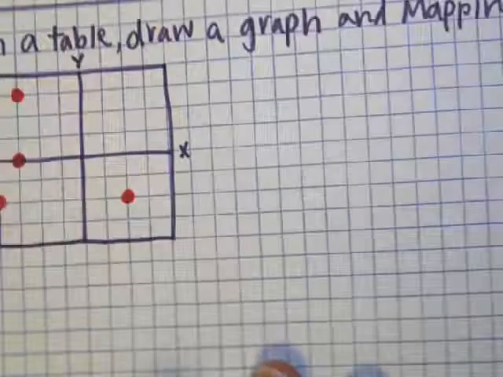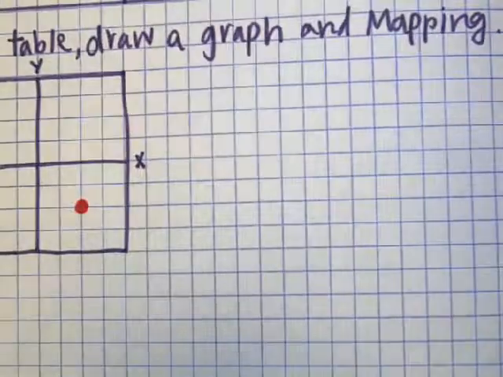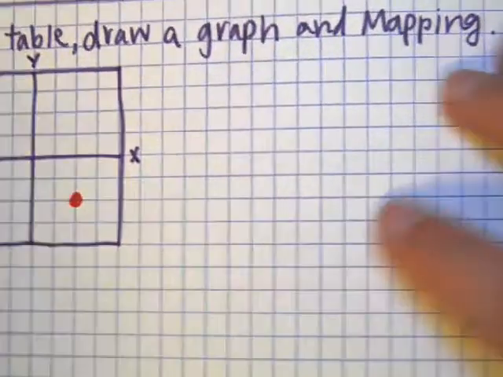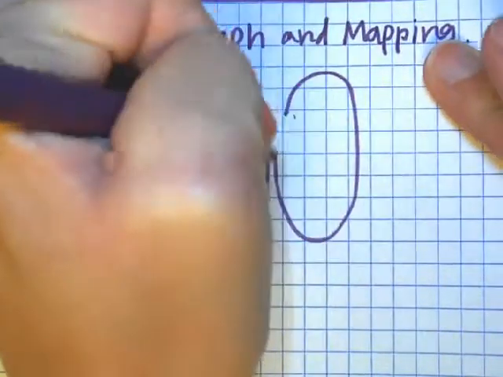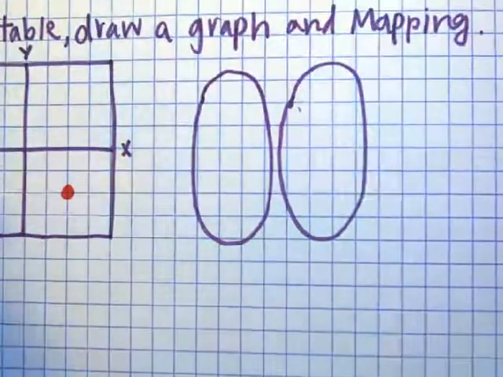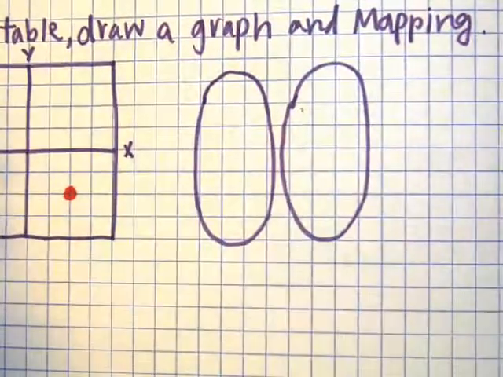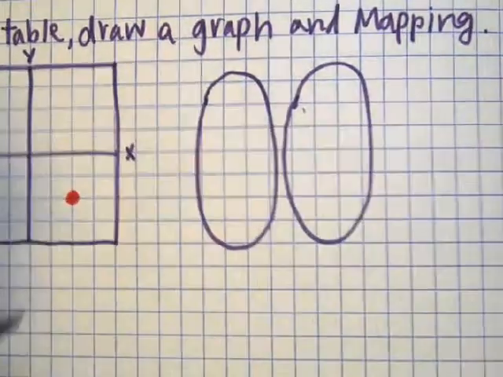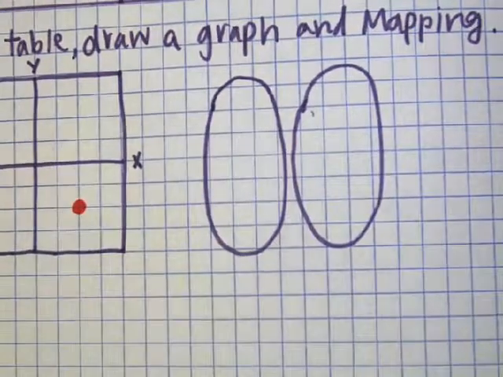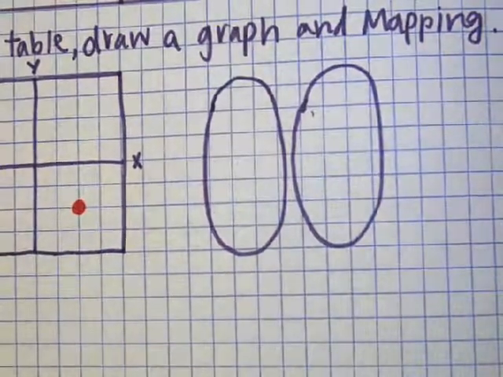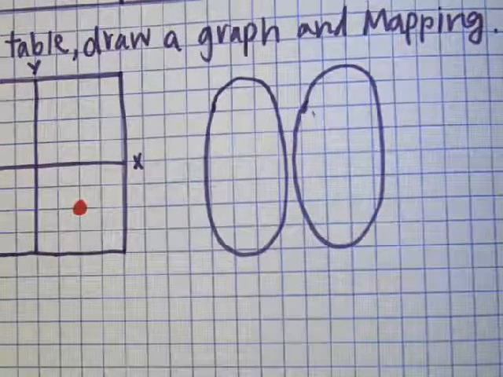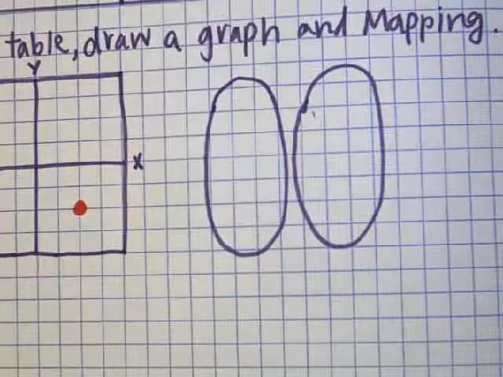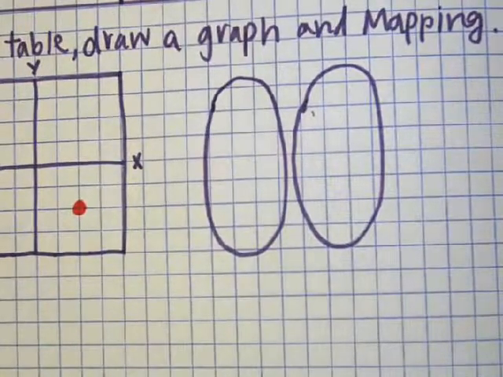The next thing it tells us to do, it says draw a graph and mapping. So mapping is new. A mapping is just another way to write ordered pairs, and it's going to look like 2 ovals next to each other but not touching. You can write an ordered pair in parentheses, you can see an ordered pair in a table, on a graph, and in a mapping. So mapping is a new way to write an ordered pair.